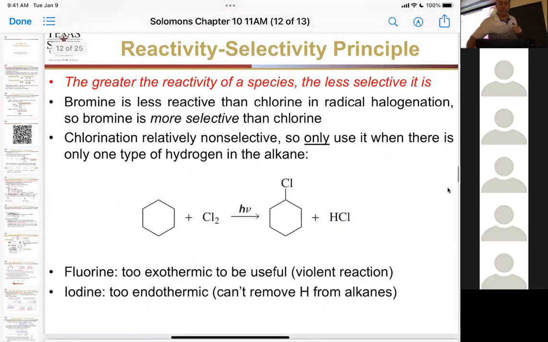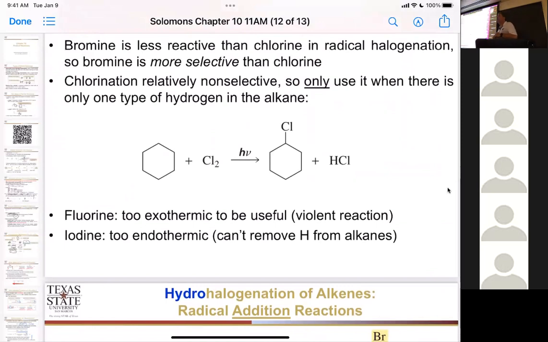So when we have that selectivity difference, we want to try to use bromine as much as we can, because it gives us one thing, unless you have something that gives you a symmetrical product. In this case, if you have cyclohexane, chlorination is fine because you only have secondaries. There is no choice. So there's not going to be 29% of a primary. It's going to be all secondary, and therefore that makes the chlorination of the cyclohexane a useful reaction. But again, chlorine is way too exothermic and iodine is way too endothermic.